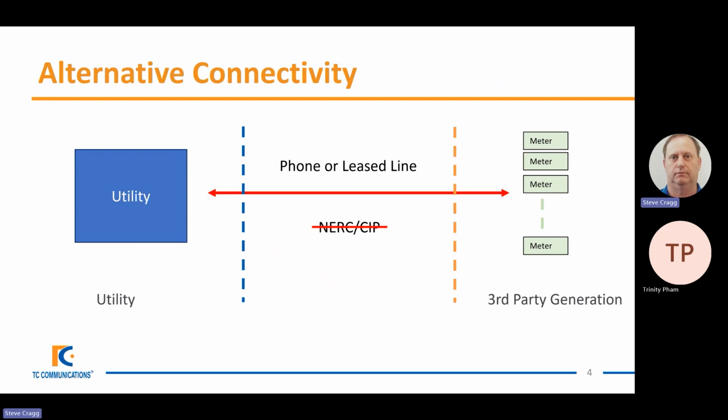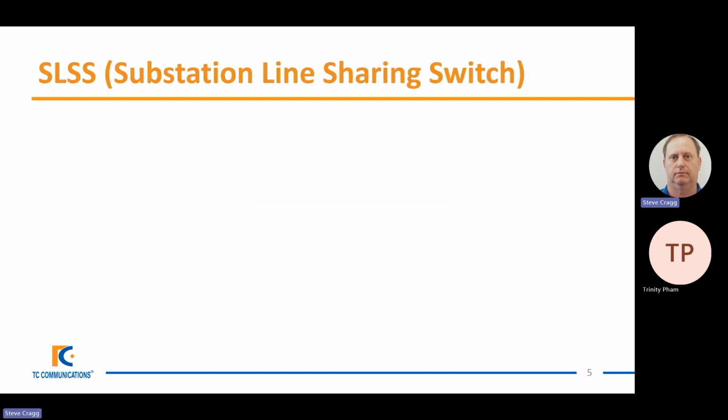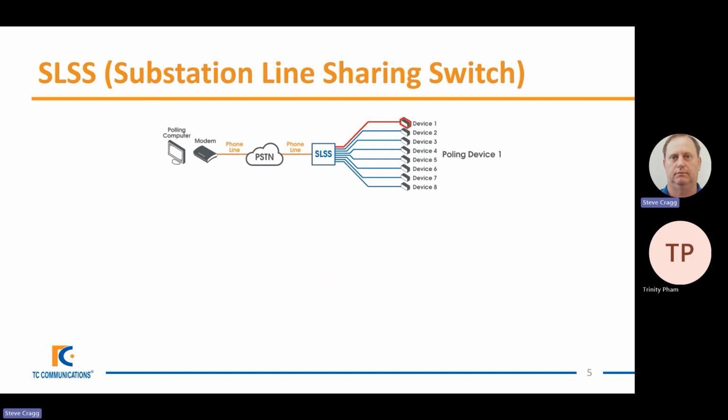Now, obviously, to do that easily, potentially you need a phone line for each meter and be able to call them up. Well, that's not very efficient. Each of these phone lines do cost monthly fees, and there's not a great deal of data being passed backwards and forwards with just the metering data. So it's very common that they use a substation line sharing switch, or the acronym SLSS. And for those of you who are not familiar with that, I'll show you here.